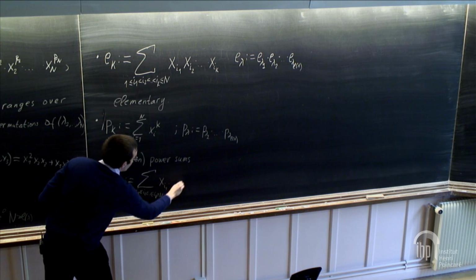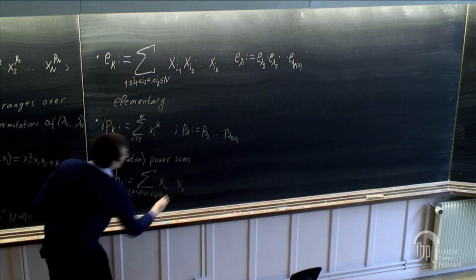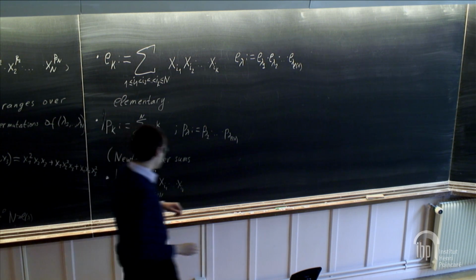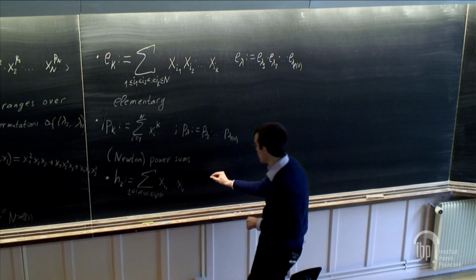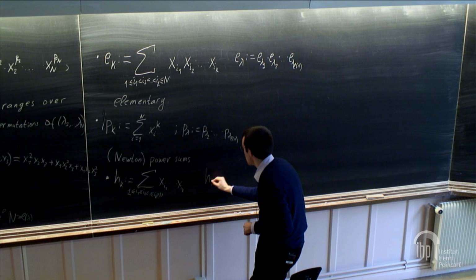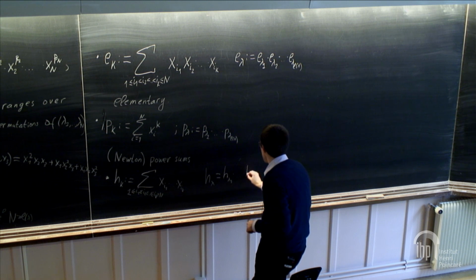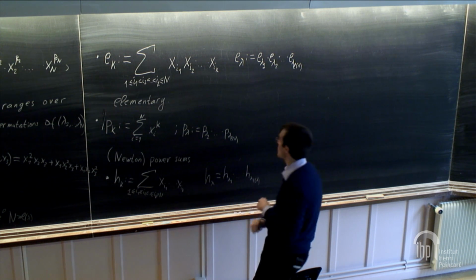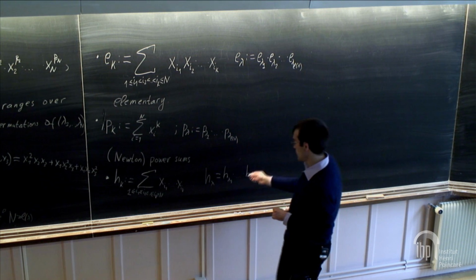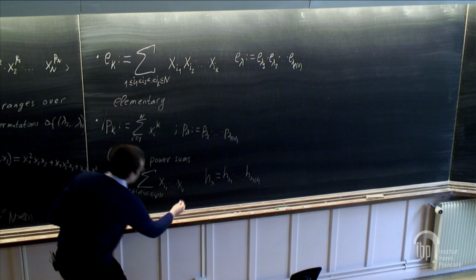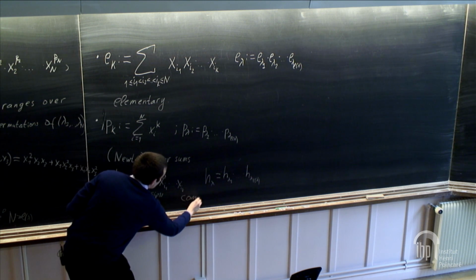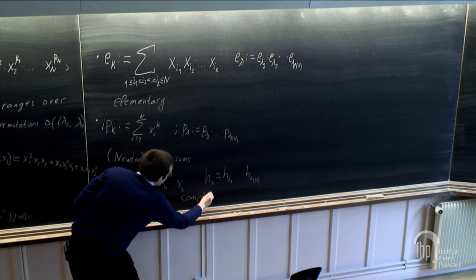xi1, ..., xik, and also for an arbitrary diagram lambda, it is defined as h_lambda = product h_lambda_1 ... h_lambda_L(lambda). So this is called complete symmetric polynomials.